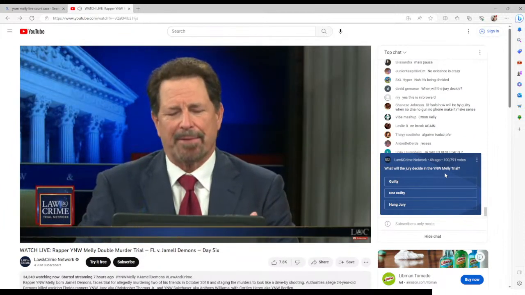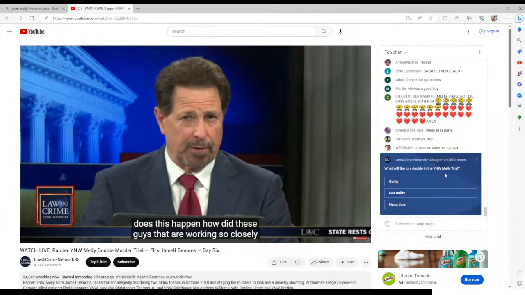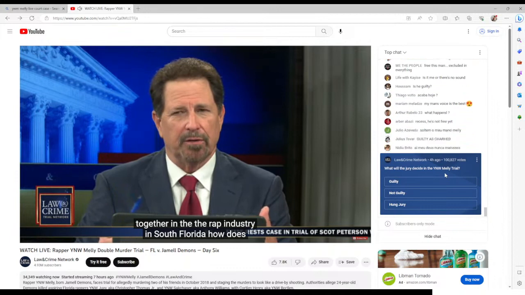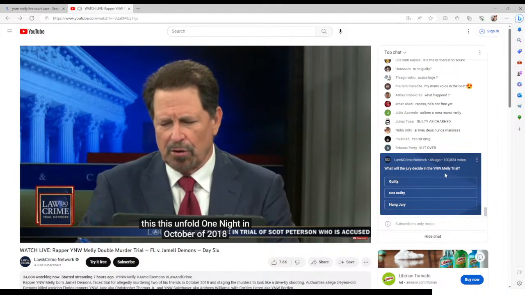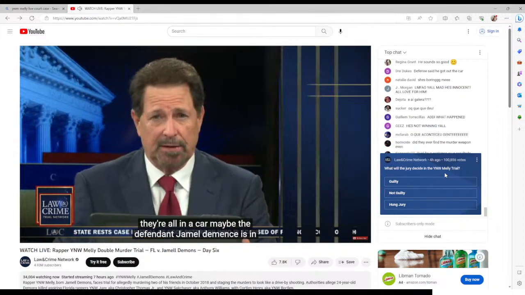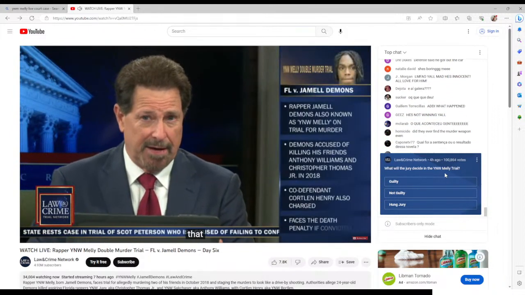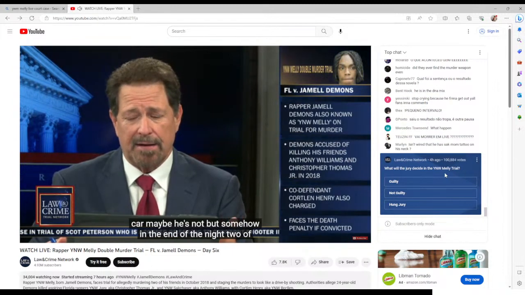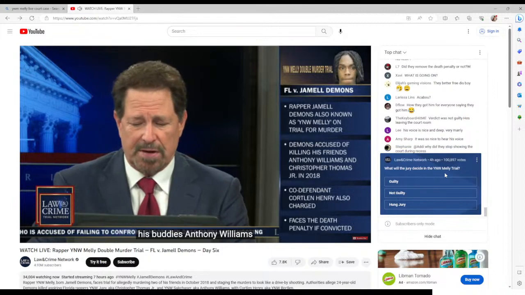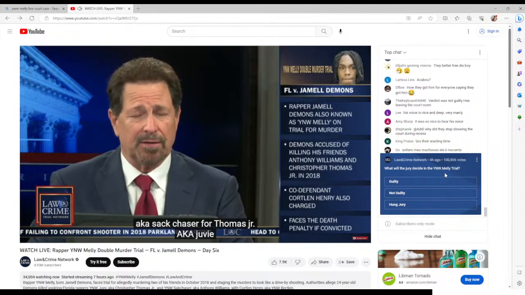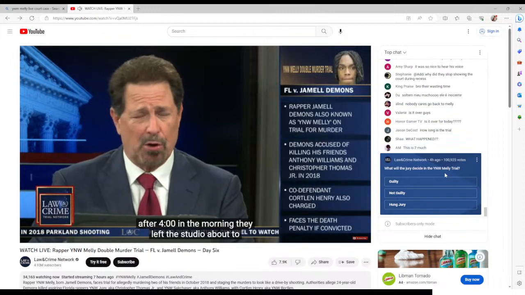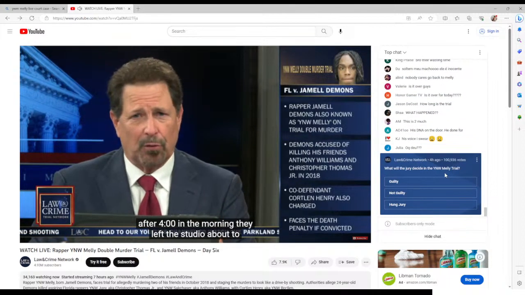So how does this happen? How do these guys that are working so closely together in the rap industry in South Florida, how does this unfold one night in October of 2018? They're all in a car. Maybe the defendant, Jamel Demons, is in that car. Maybe he's not. But somehow, at the end of the night, two of his buddies, Anthony Williams, a.k.a. Sack Chaser, and Christopher Thomas Jr., a.k.a. Juvie, are dead. They're taken to the hospital a little after 4 in the morning. They left the studio about 2:17. How did all this unfold and what happened?